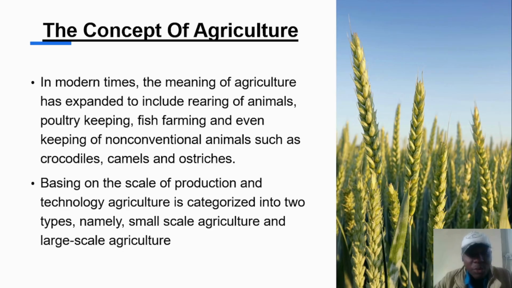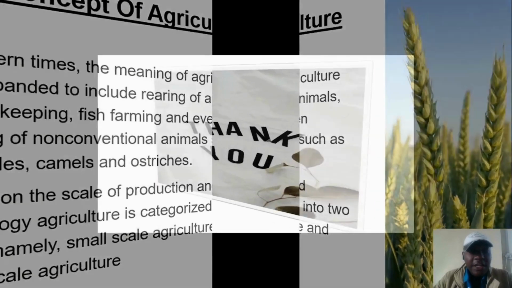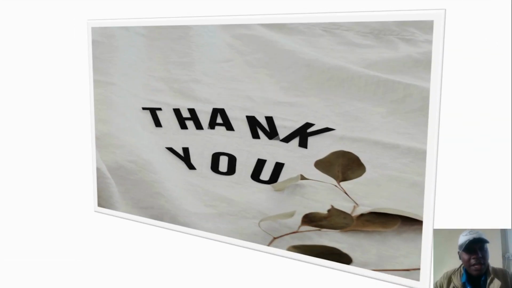Now, based on the scale of production and the technology involved, agriculture can be categorized into two types, namely small scale agriculture and large scale agriculture. In our next session, we'll talk about this in detail: what they mean in terms of production and the various characteristics of these two, small scale agriculture and large scale agriculture.